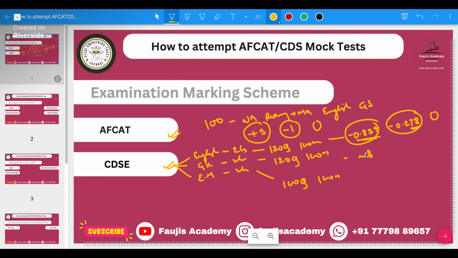For every correct answer you will get 0.834, and for every wrong one minus 0.278, and 0 for unattempted. So it's plus for correct, minus 0.278 for wrong, and 0 for unattempted. In elementary mathematics, plus 1 for every correct question, and minus 0.33 marks for the wrong ones, and 0 marks for the unattempted questions. Right, guys? I'm pretty sure that you are already aware of this.